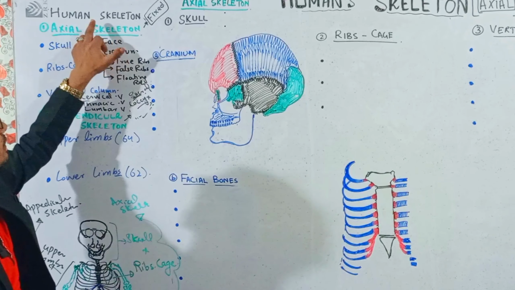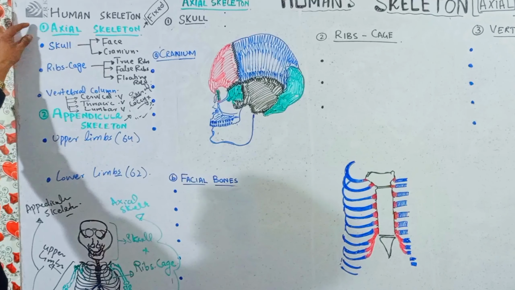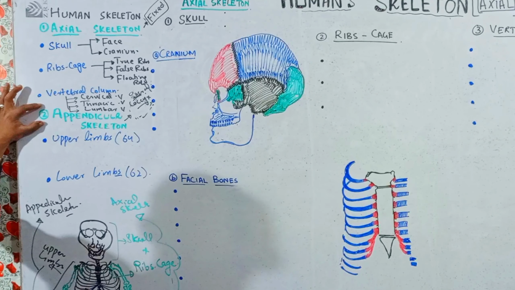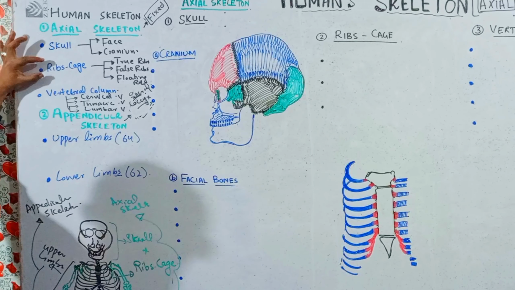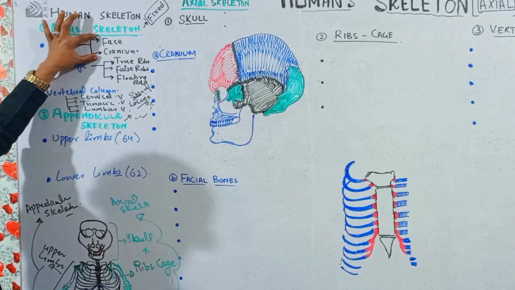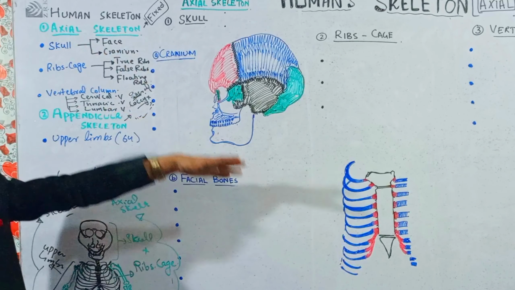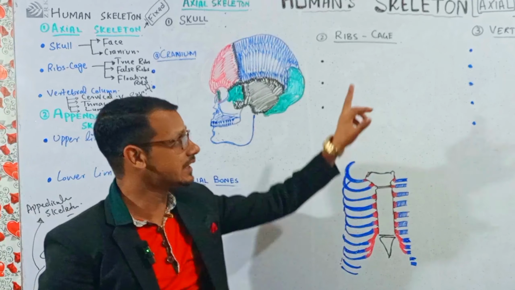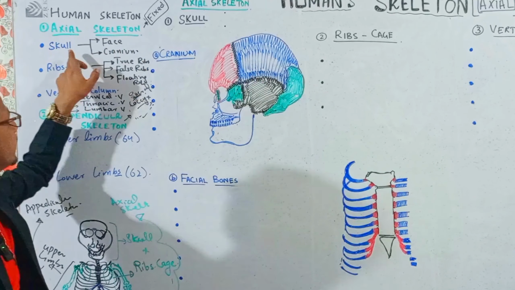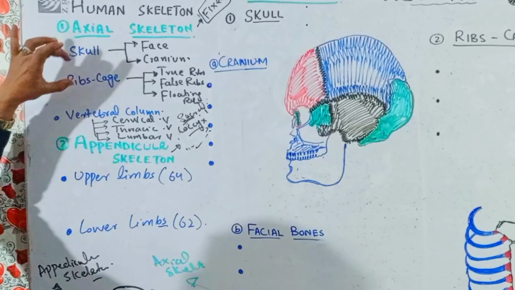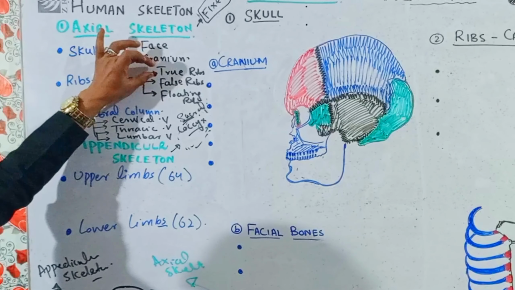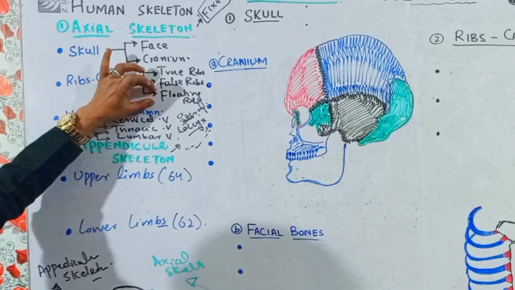The human skeleton is divided into two parts: the axial skeleton and the appendicular skeleton. The axial skeleton is further divided into skull, ribs cage, and vertebral column. The skull is further divided into two parts, the face and cranium. Because in this video today we will focus on the axial skeleton, we divide the axial skeleton further. The ribs cage is composed of true ribs, false ribs, and floating ribs.